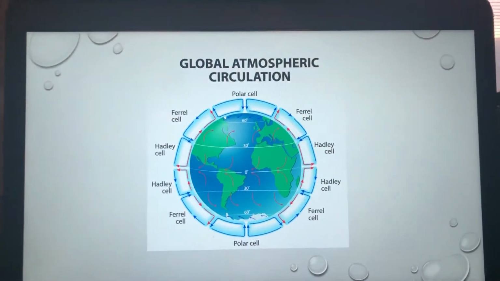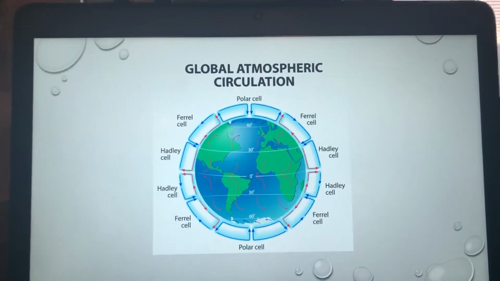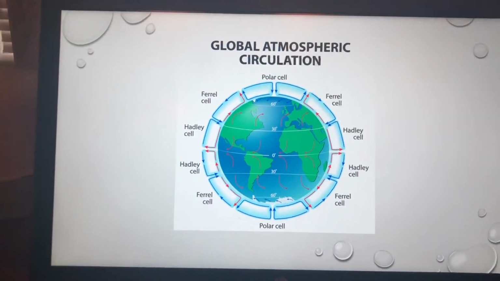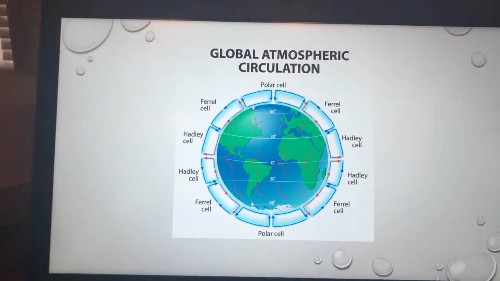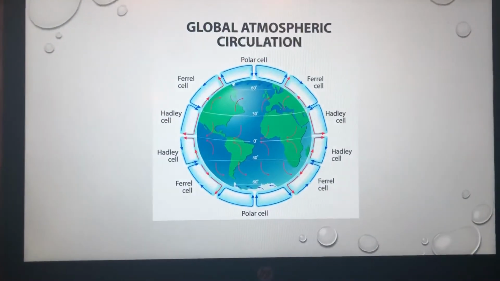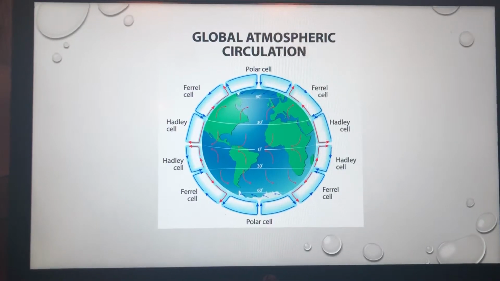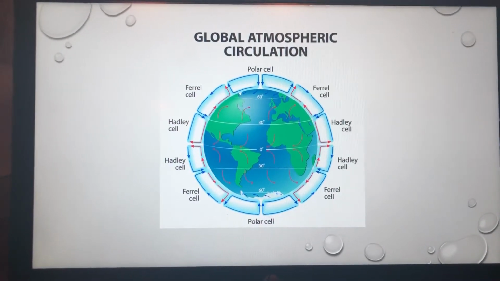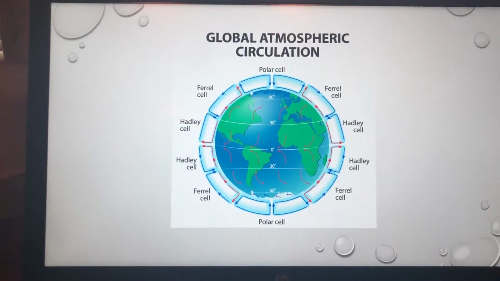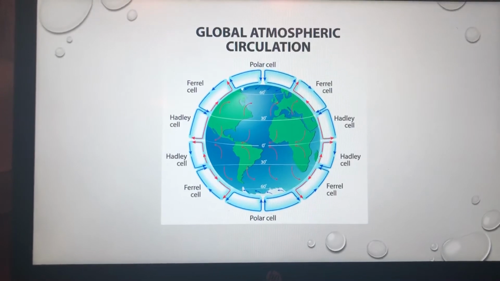Hadley cells are the low-latitude overturning circulations that have air rising at the equator and air sinking at roughly 30 degrees latitude. They are responsible for the trade winds at the tropics and control low-latitude weather patterns. In the Ferrel cells, air flows toward the poles and east near the surface, and toward the equator and west at the higher altitudes. This is reverse movement of the Hadley cells.